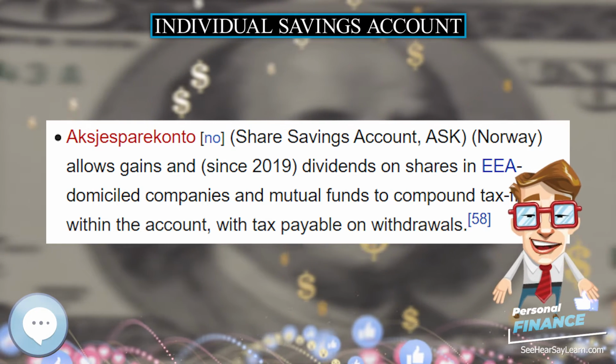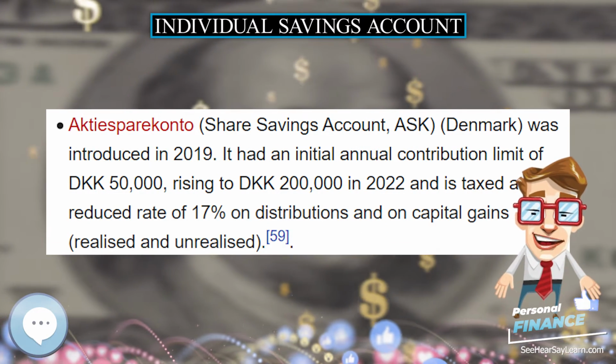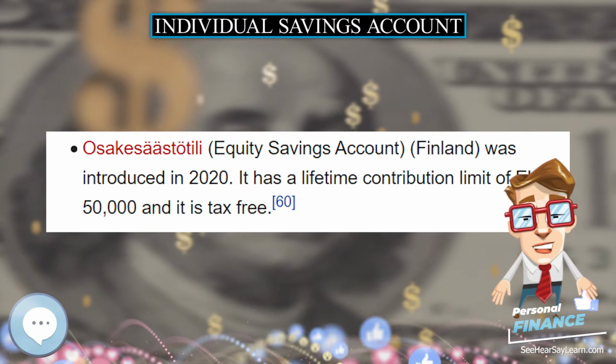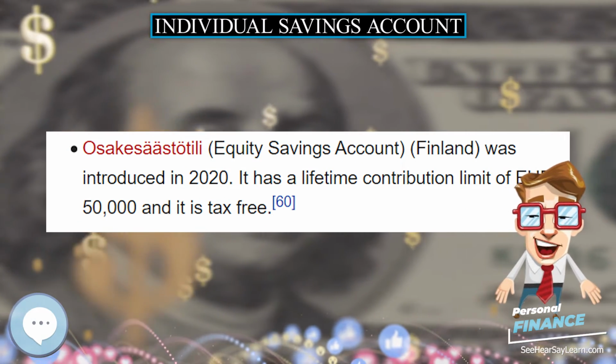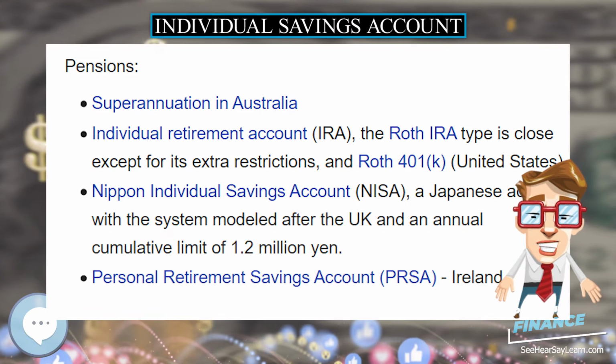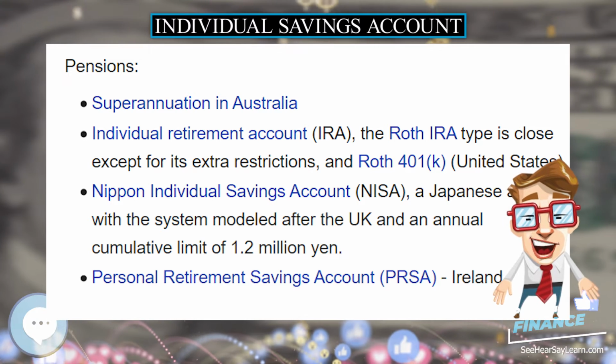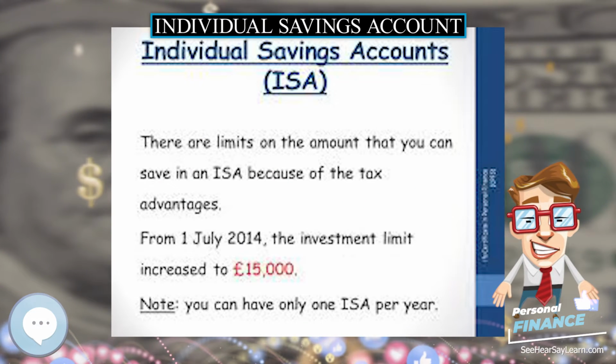Tax treatment. Interest on cash held in an ISA, including stocks and shares ISAs, is not subject to income tax. Dividends are not subject to additional tax, interest on bonds is not taxed, and capital gains are not taxed, nor may capital losses be used to offset other gains.